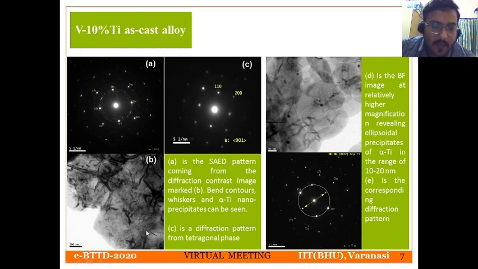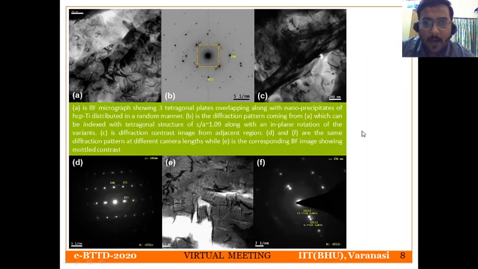So placing the field limiting aperture on one such viscous-shaped morphology, we find a complete destruction in the 4-fold symmetry of a cube, in that the 110 family of planes and the 200 type of family have clearly non-trivial disparity in the d-spacing. A relatively higher magnification bright field image shows ellipsoidal morphology of alpha titanium precipitates of the size range of 10 to 20 nanometer.